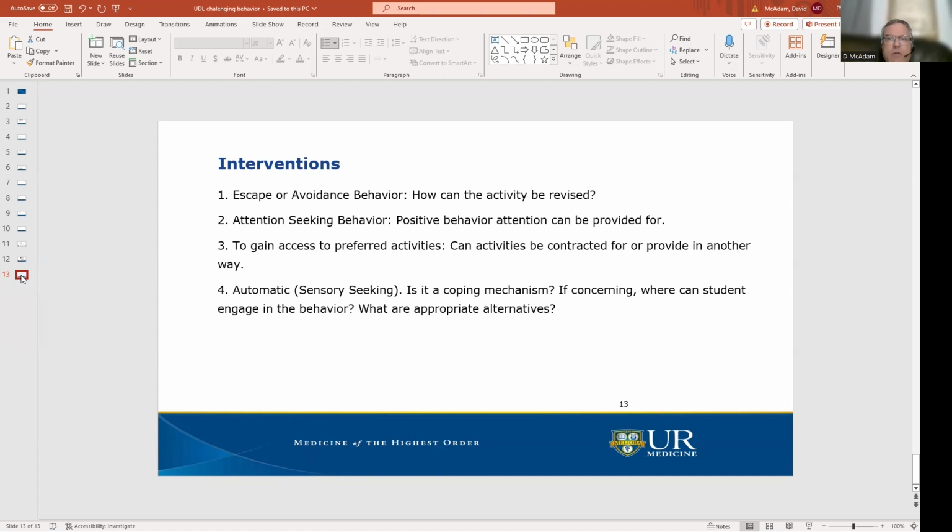For some individuals, these basic interventions may not be enough. And in that case, what we recommend is that you consult with somebody who has expertise in the assessment and treatment of challenging behaviors, so that you receive the level of support you need to help the student and to make sure that they are not disruptive to the classroom experience.